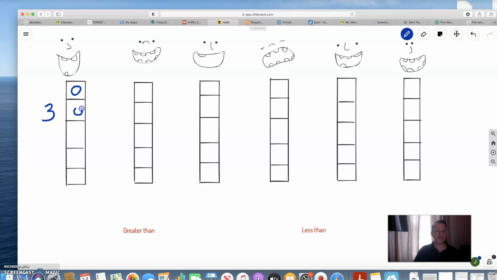1, 2, and 3. All right, boys and girls, is 3 greater than? Is it more than 5, or is it less than 5? I see 2 empty spots. That tells me that it's less than 5. All right, so the first one's less than 5.